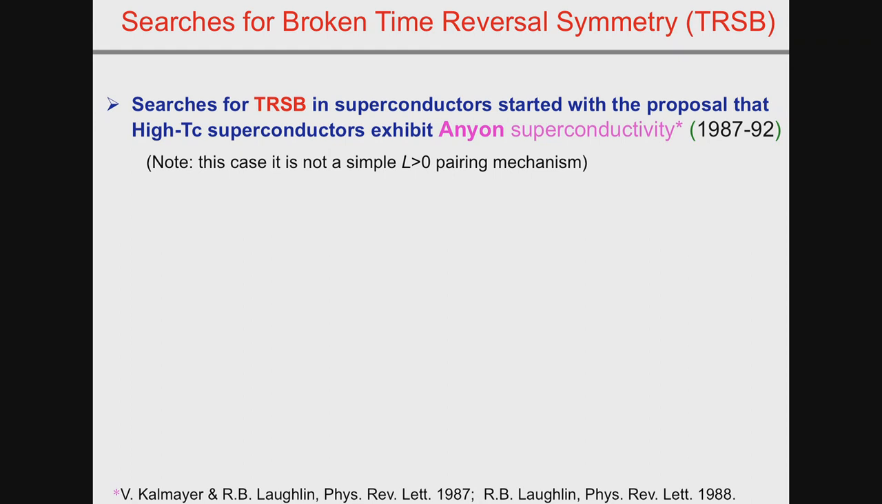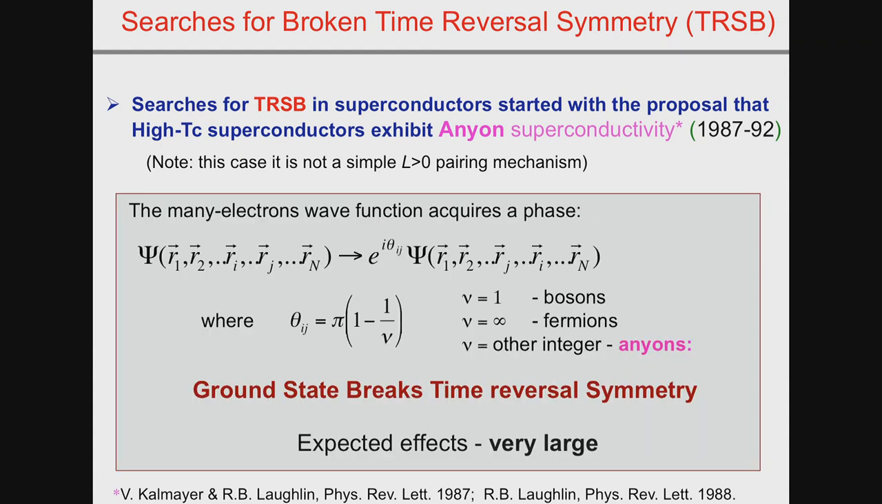This came quite early in early papers of Vadim Kalmeyer and Bob Laughlin. And then it became a very interesting theory to discuss. So the basic, and again, I don't want to go too much into it, it goes way beyond just searching for time reversal symmetry breaking. But the idea was to write a many particle wave function of the system. And then in exchanging two particles, of course, you acquire a phase, which we know how to take care of in the case of either bosons or fermions.